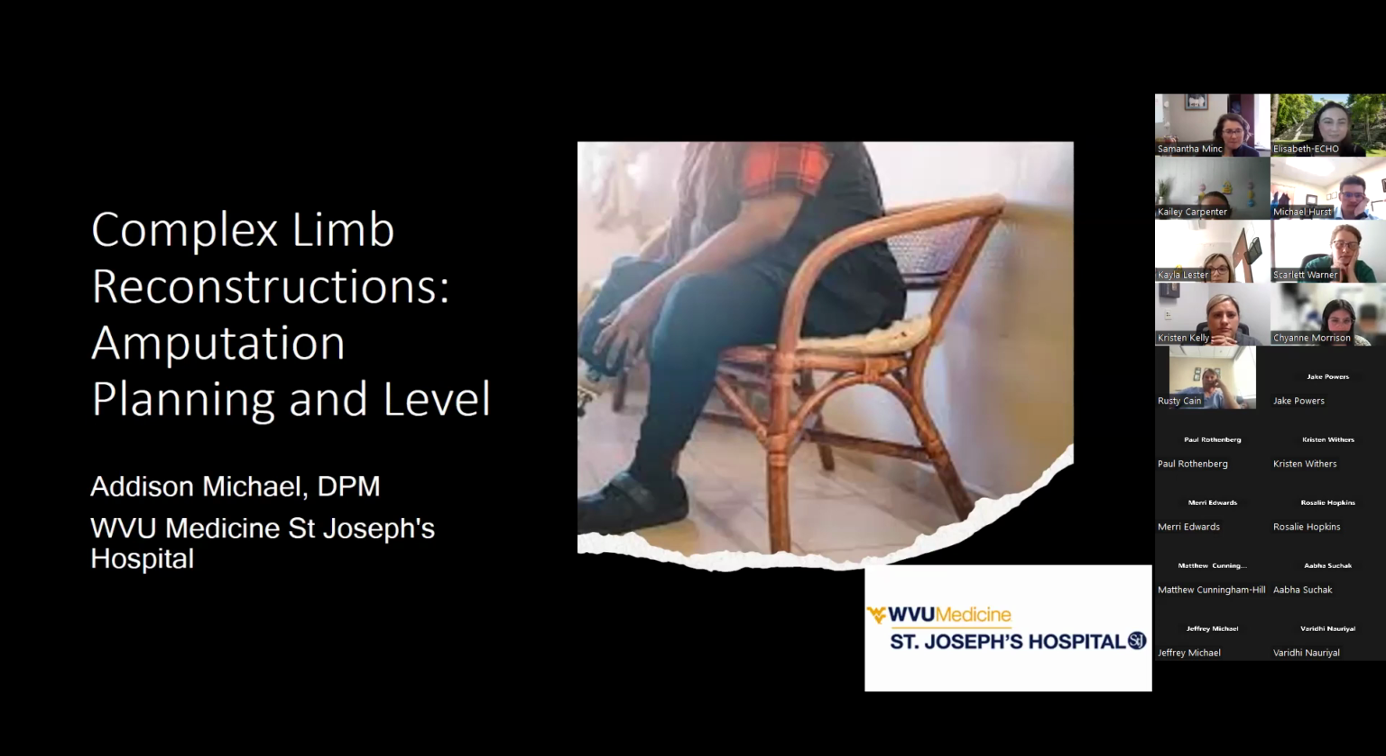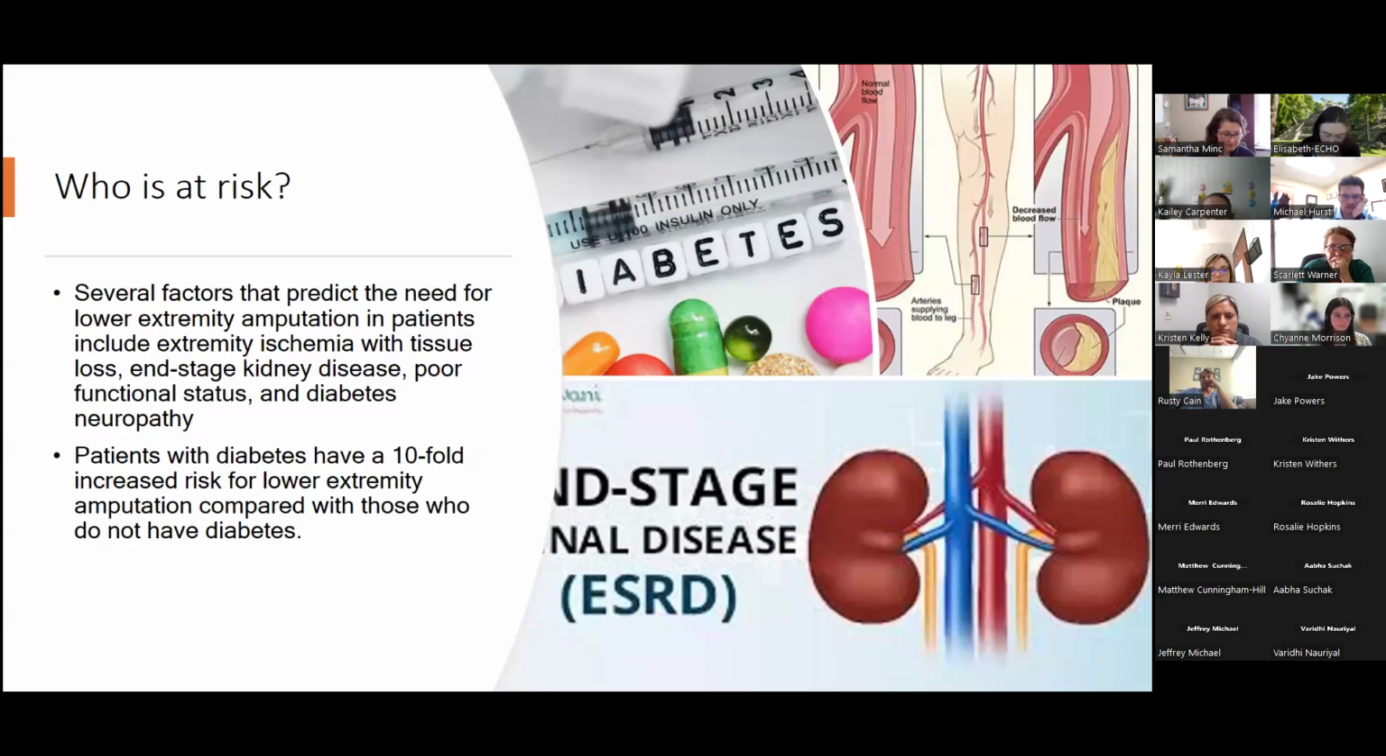Excellent. Okay. So I am doing limb reconstructions with amputation planning and level of those amputations. All right. So I tried to keep it pretty simple. I know in the past with a lot of these other presentations, we've gone into everything as far as how to prevent the amputation, who's at risk, and all that kind of stuff. I just touched lightly on this before we get into the level of amputations.